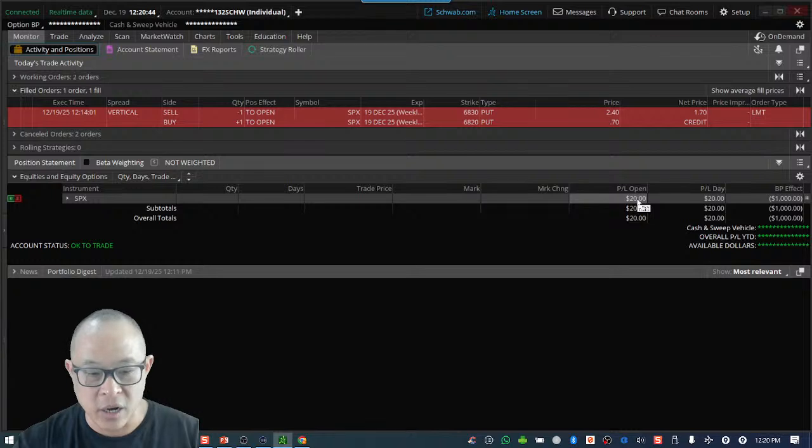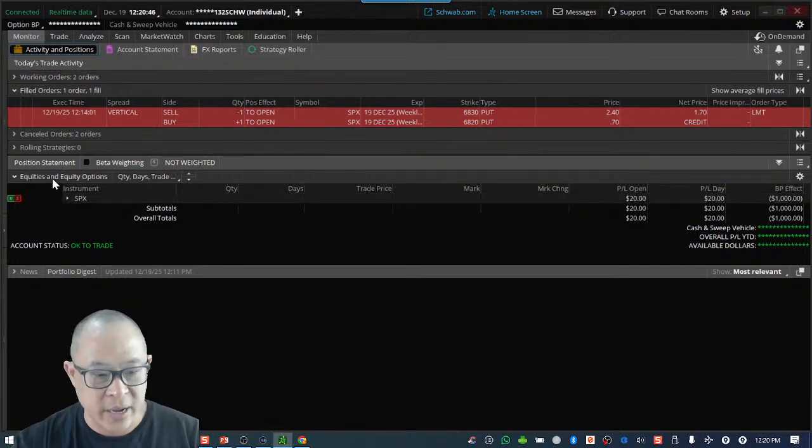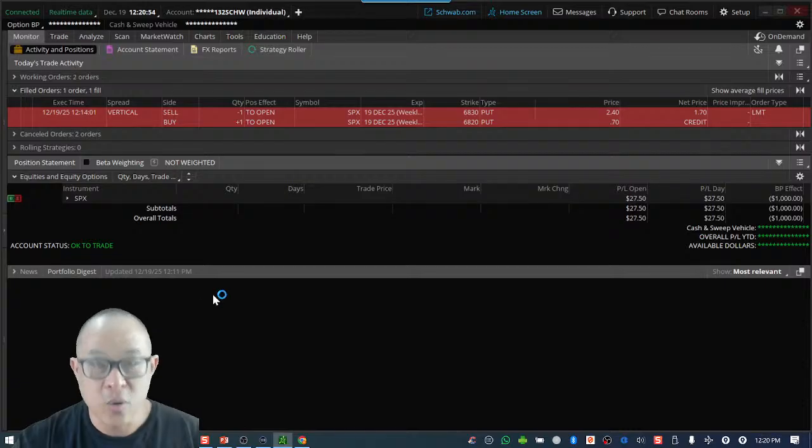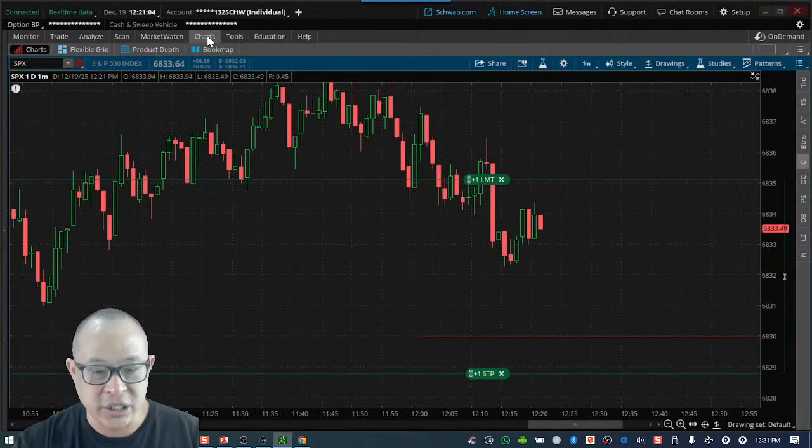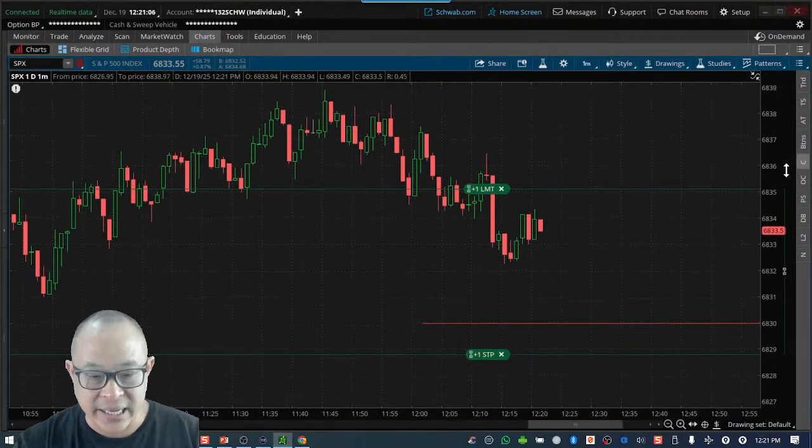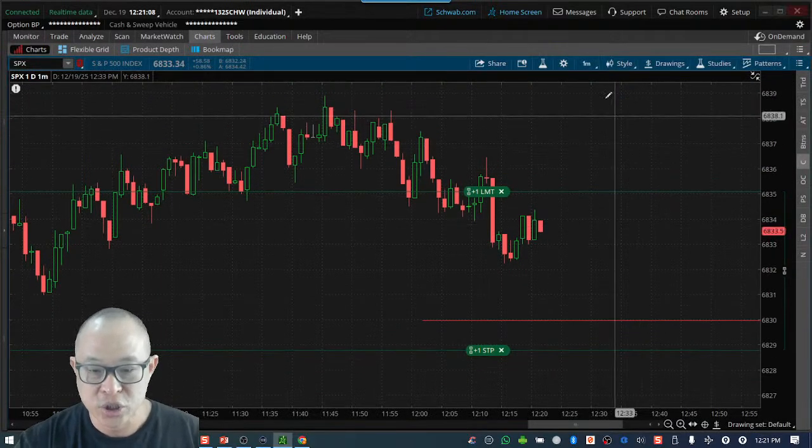Now I'm up $20 and I entered this trade at what time? It says my filled order was right there. Here, let me just show you guys on my monitor what I'm looking at. I know I'm talking a little bit fast, but I want you guys to see what's actually possible when you're day trading, and you can actually day trade actual big indexes that institutions trade.